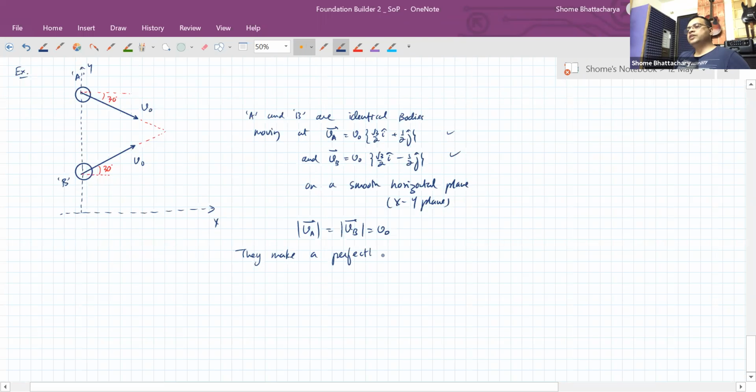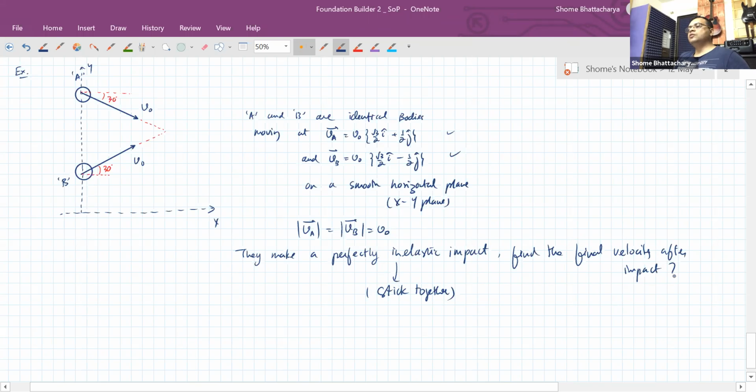So they make a perfectly inelastic impact or collision. Perfectly inelastic means they stick together. So we have to find the final velocity, and they'll combine as a single mass. For the combined body, we have to find the final velocity after impact. This is the most simple level of question you can see.